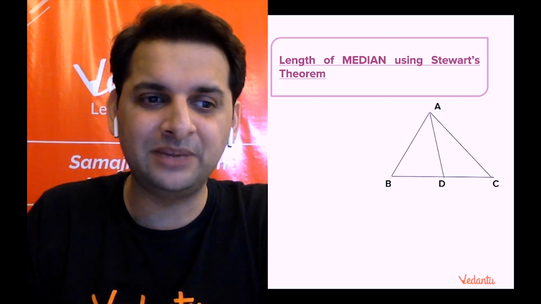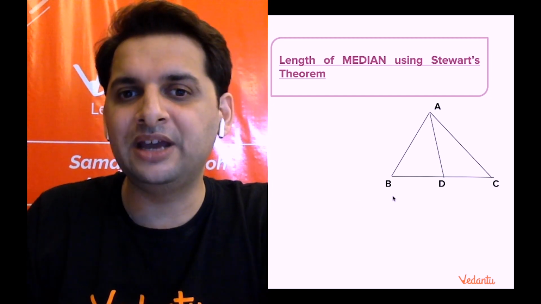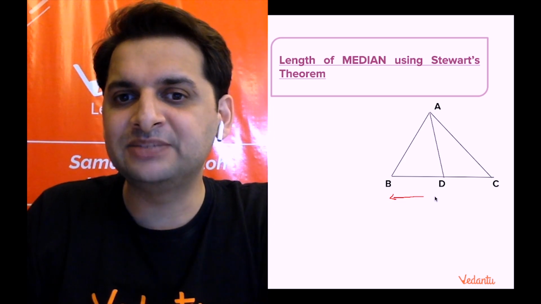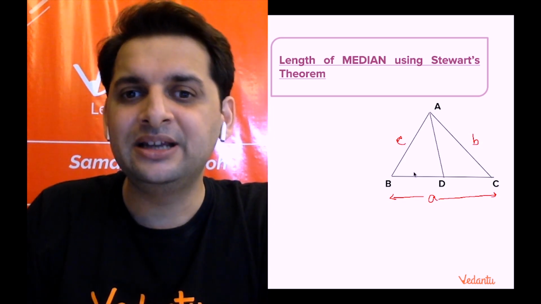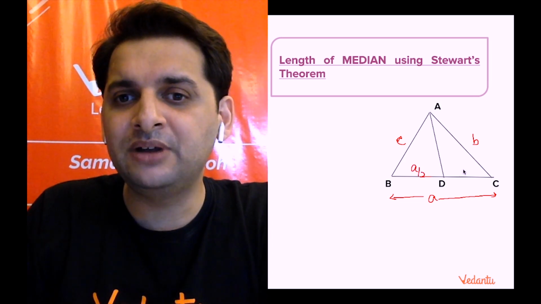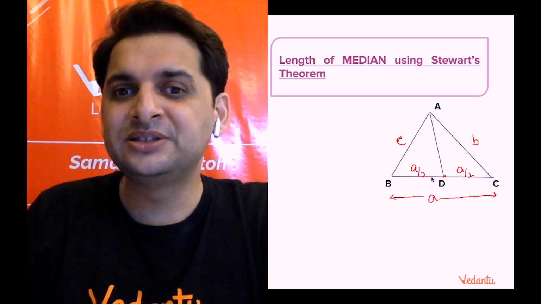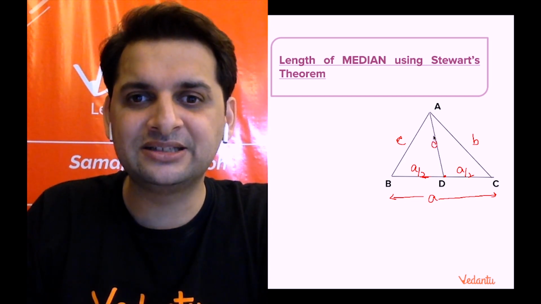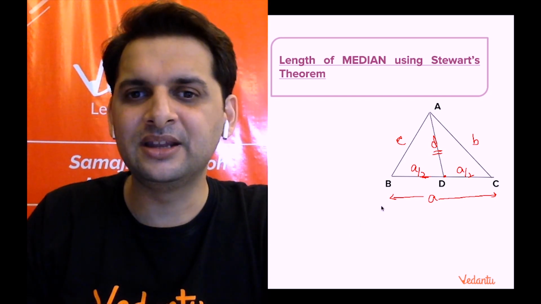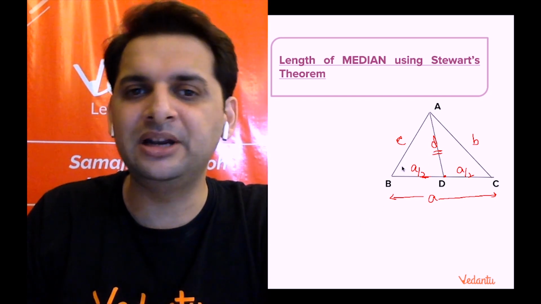So let us try to apply this, right? So what do we have? Triangle ABC, let this be A. This would be B, this would be C, and this would be A by 2, and this would be A by 2 because D is a midpoint, because AD is a median. So using Stewart's theorem, what does Stewart's theorem say? Let's say this length is D. See, so D is the median from A to the side.